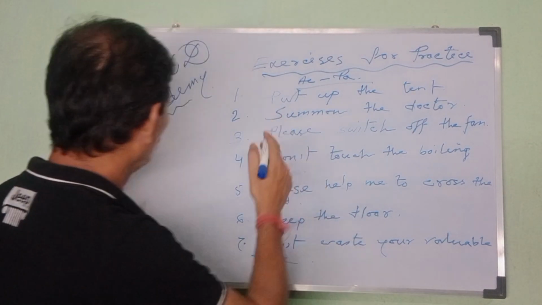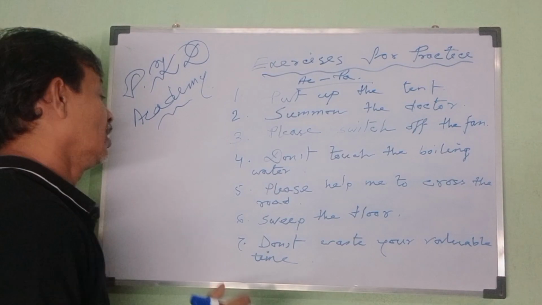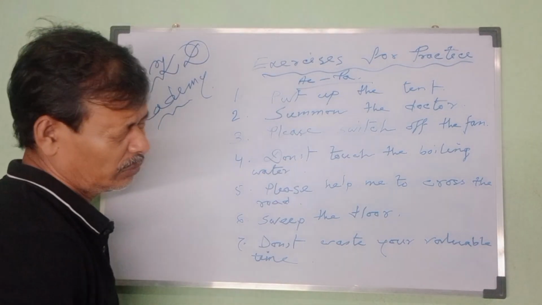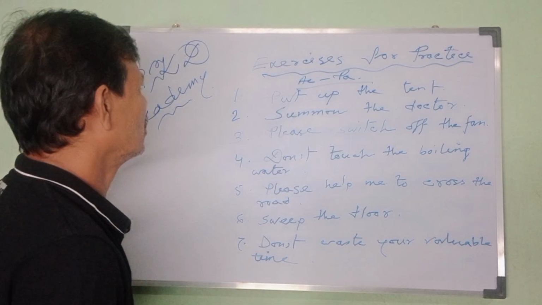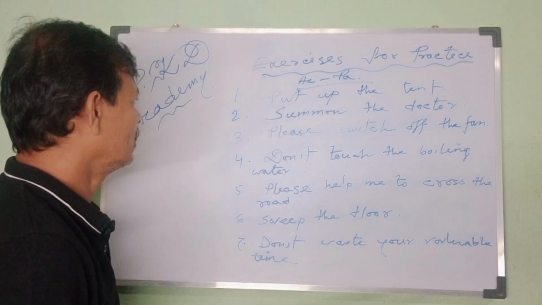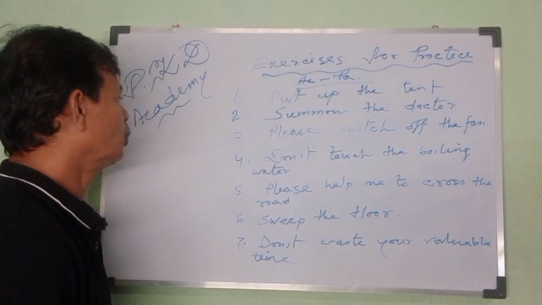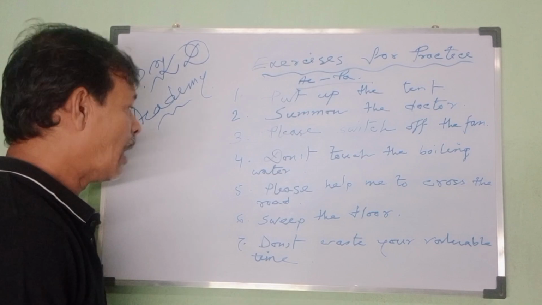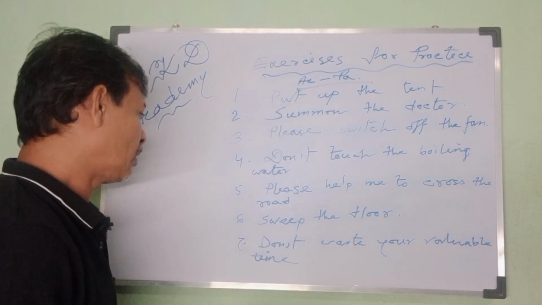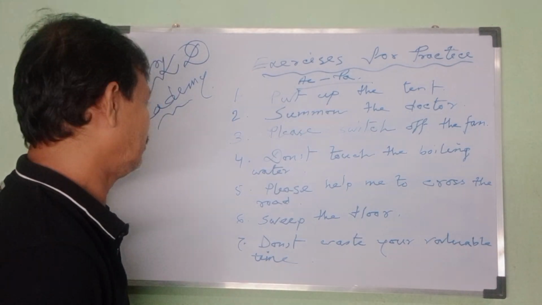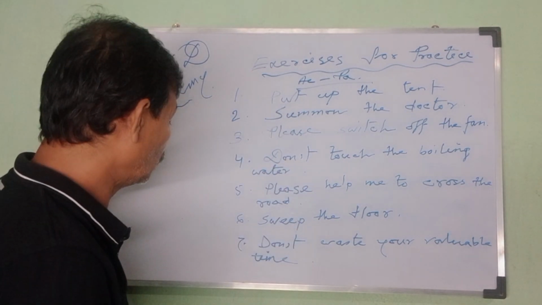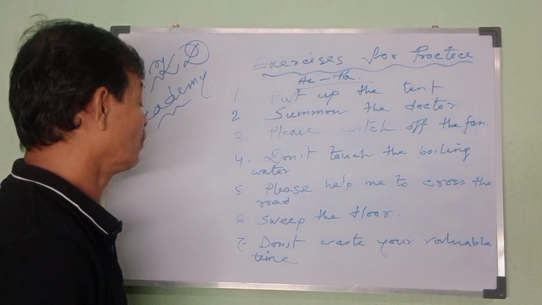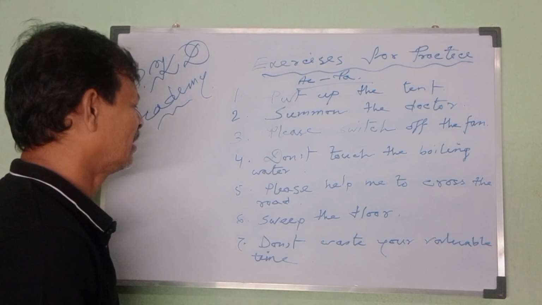Okay, these seven sentences I have given for your exercise at home, and make the questions smooth. From active to passive, I have given. First one, put up the tent. Second one, summon the doctor. Third one, please switch off the fan. Fourth one, don't touch the boiling water. Number five, please help me to cross the road. Number six, sweep the floor. Number seven, don't waste your valuable time. These seven sentences are very easy to do, so don't forget to practice all of these, and I think you will be free from this type of sentences to convert from active to passive.